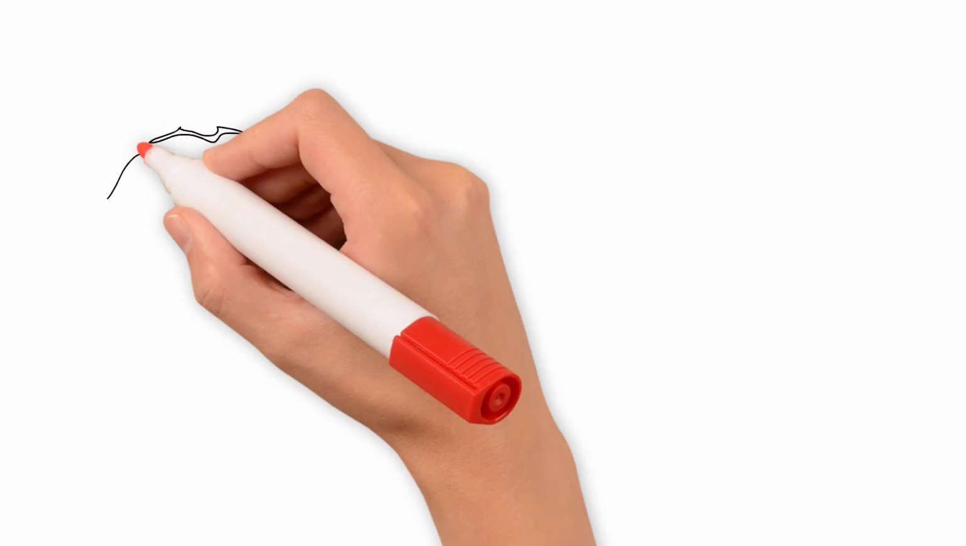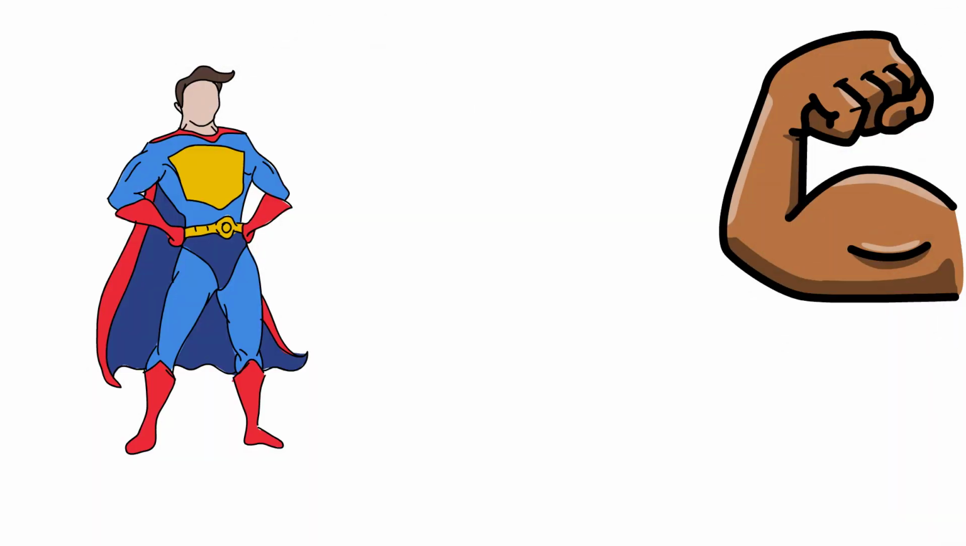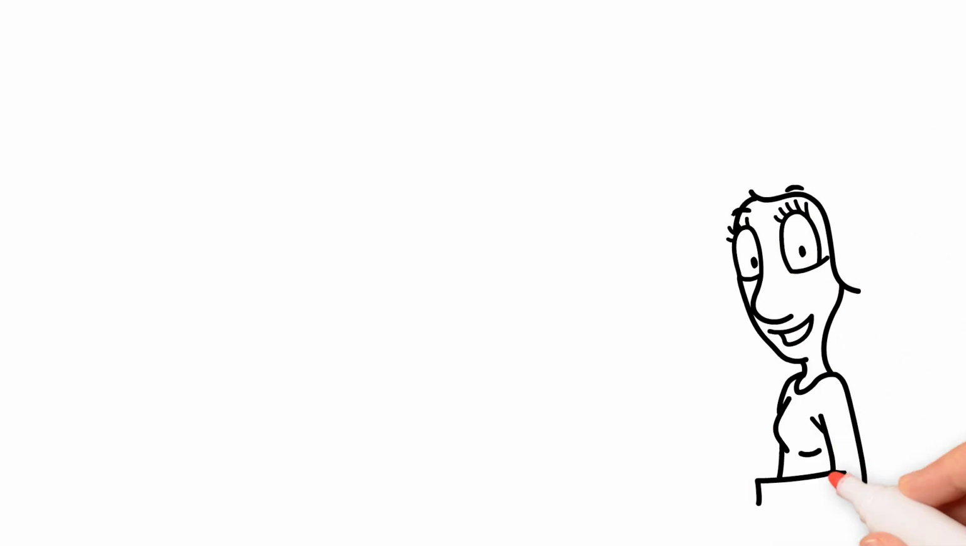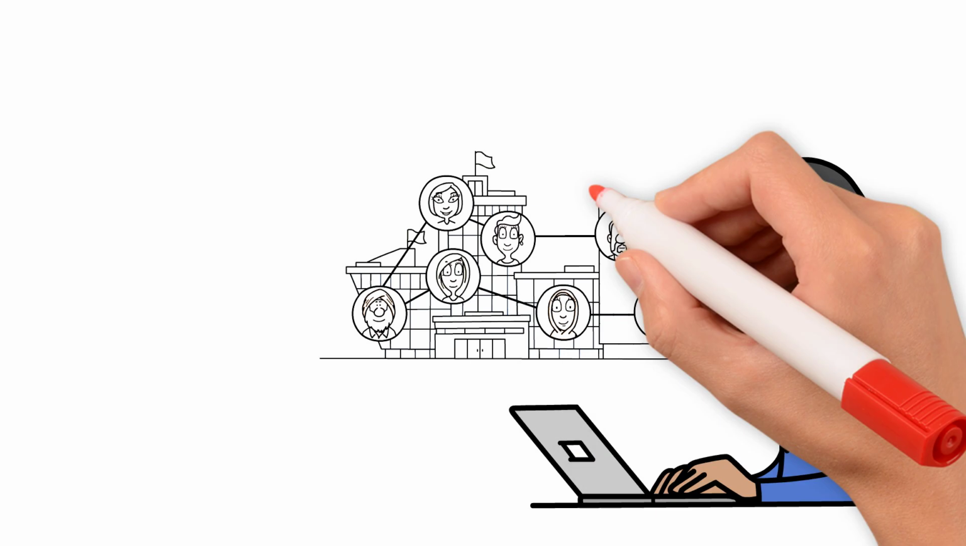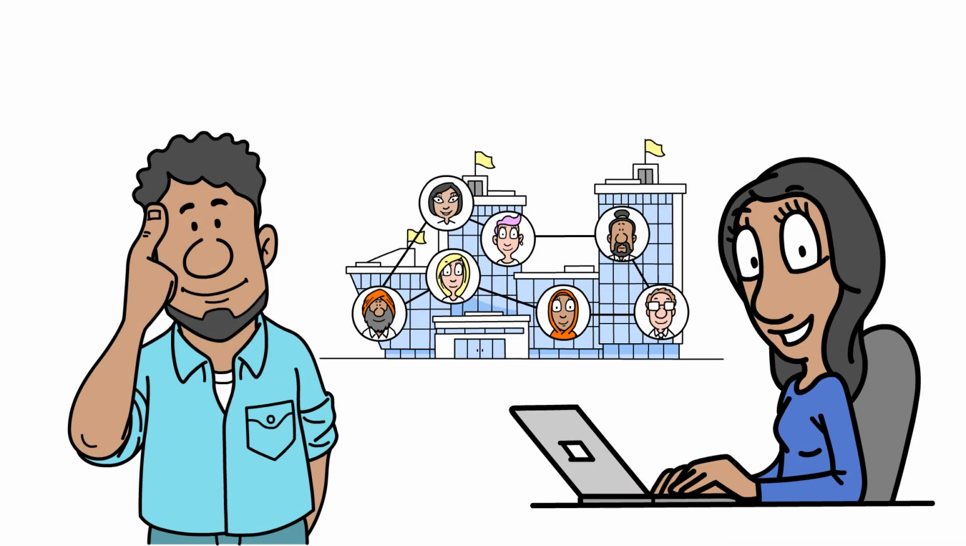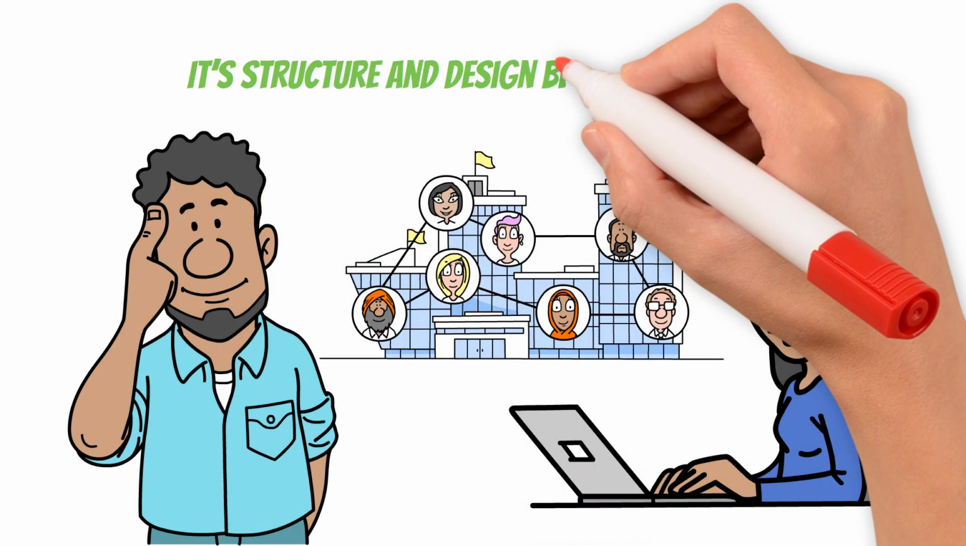A strong structure is like a superhero costume. It gives a business power, protection, and identity. When the right people do the right jobs, everything flows. So next time you see a successful company, remember, it's not luck. It's structure and design behind the scenes.